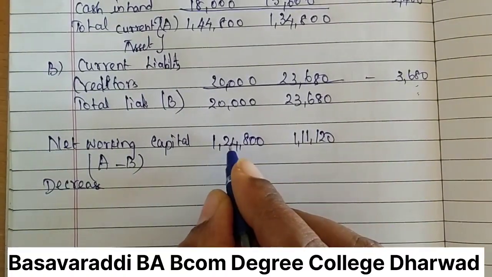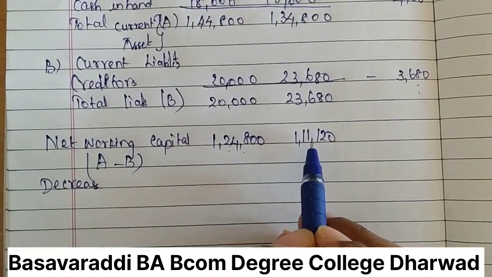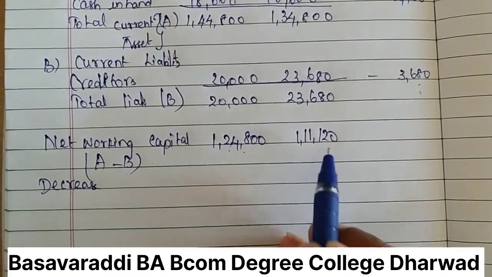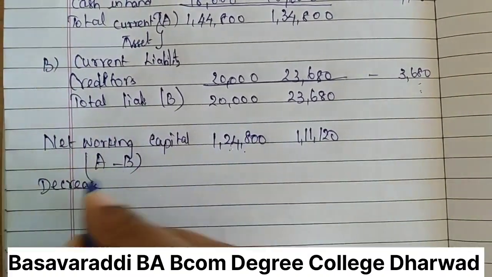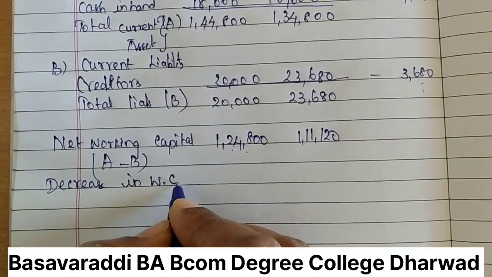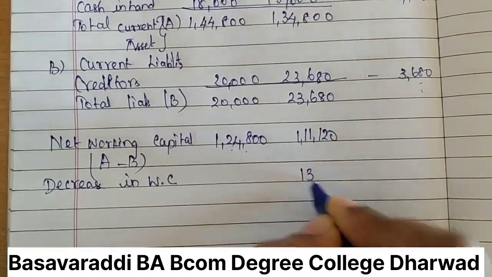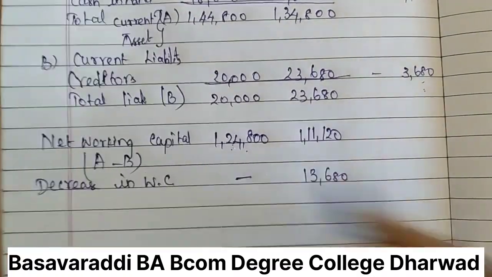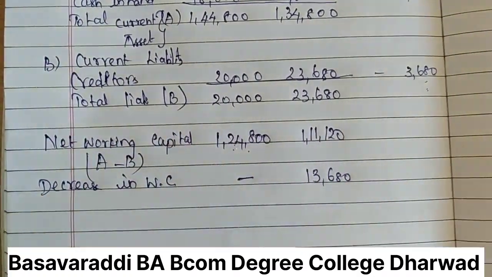That means 2016-2017, what happened here? The amount is decrease. So we considered decrease in working capital. How much is the decrease? 13,680. So this is all over here.